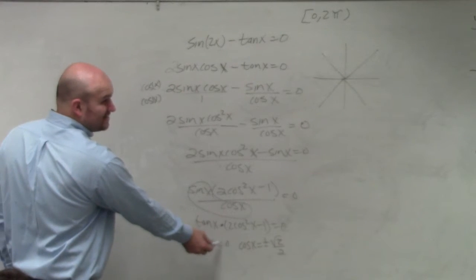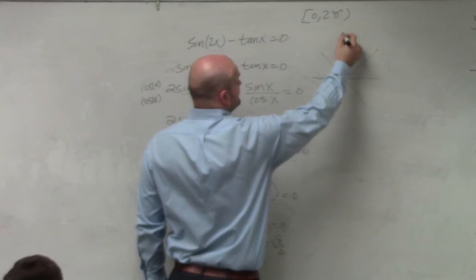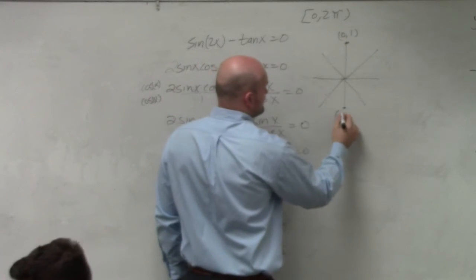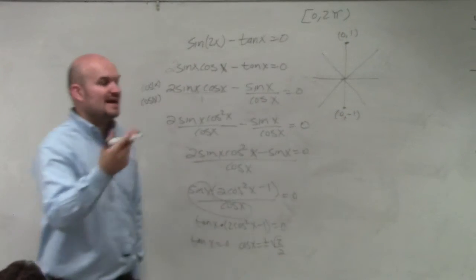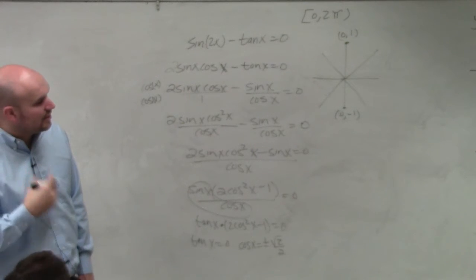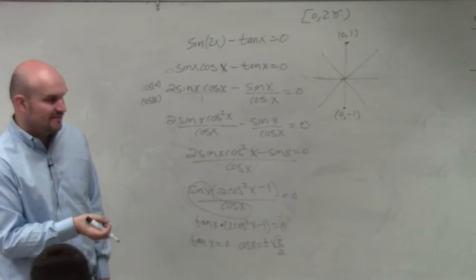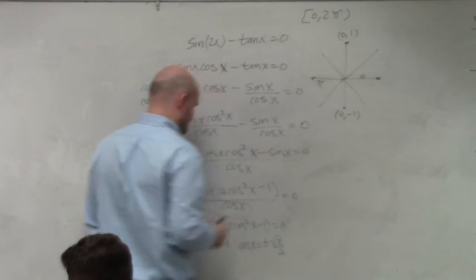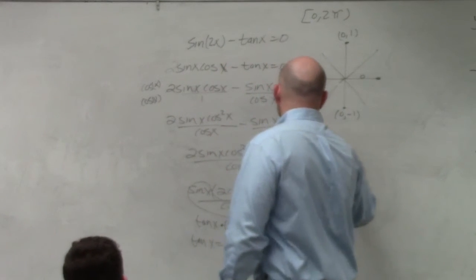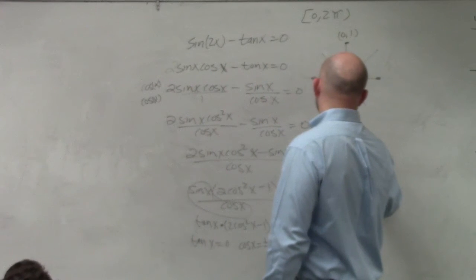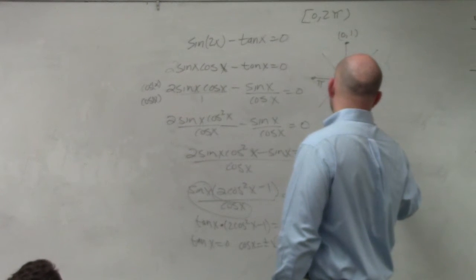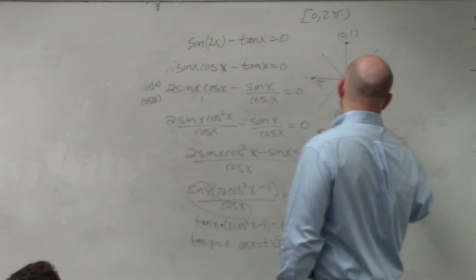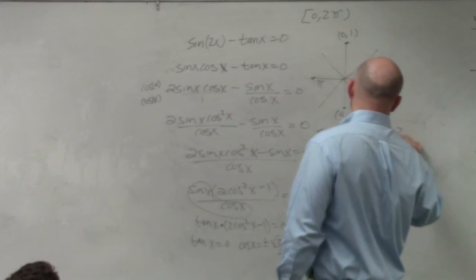And then when is tangent of x equal to 0? That is whenever, here, tangent is undefined. Whenever it's y over 0, it's undefined, but it's going to be defined at the angles 0 and pi. So my final answer, or my solution set, would be 0, pi over 4, 3 pi over 4, pi, 5 pi over 4, and 7 pi over 4.